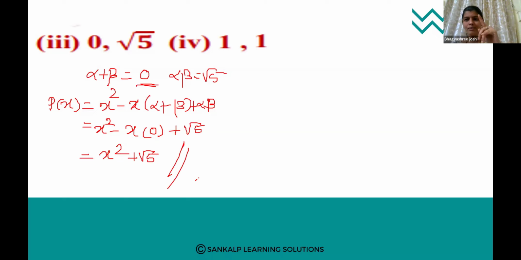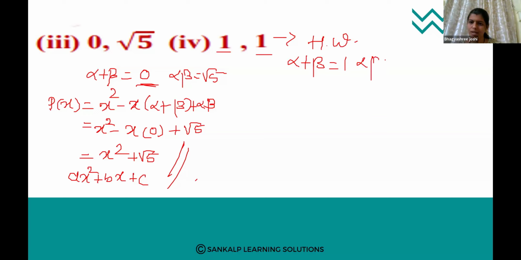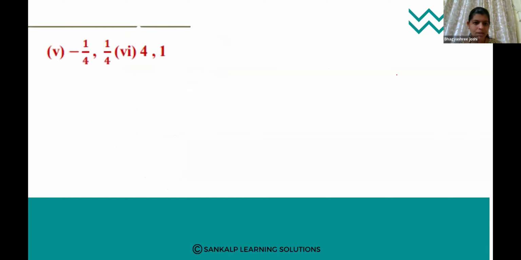If a denominator comes, then we will take the constant term k. Otherwise, keep it as it is. That is enough for us. Now this is in the form of ax square plus bx plus c. Where is b? B is 0, right? Now, will you solve this one? This is homework. Here alpha plus beta value is 1. Alpha into beta value is 1. Substitute both values into the formula. Then you will get the required polynomial. You will do it, right? Shall we move to the next question? Yes, dear children, here two denominators are there, right?